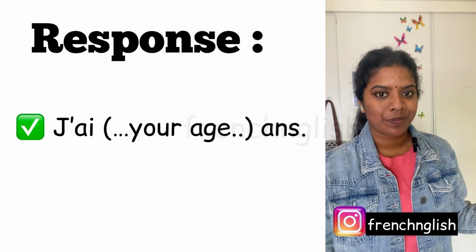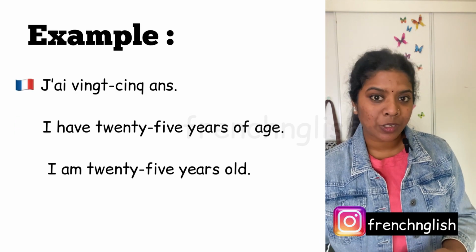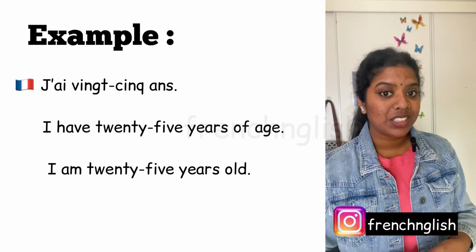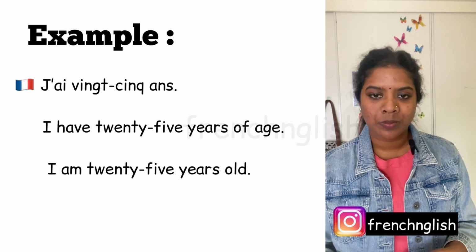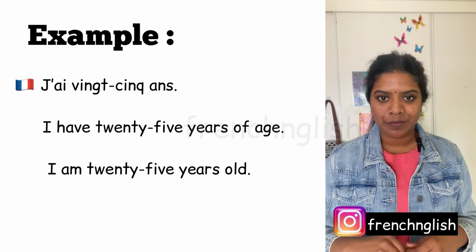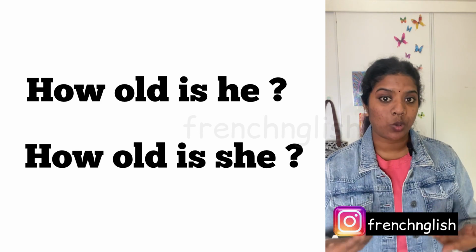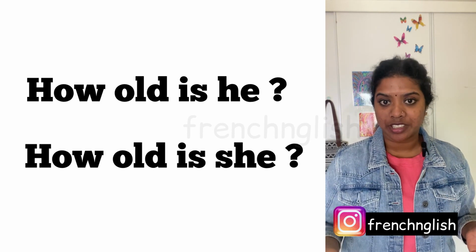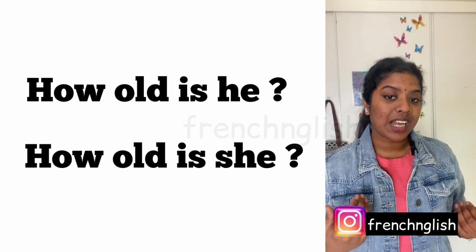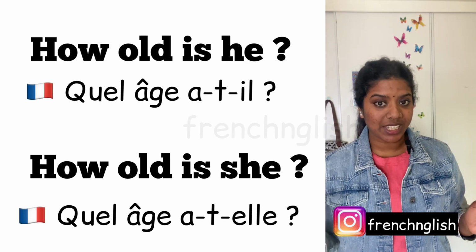J'ai ans. For example, j'ai 25 ans. I have 25 years of age. That's all. But if you want to ask the question, how old is he or how old is she, you'd be asking the question, quel âge a-t-il? Quel âge a-t-elle? Using the T.